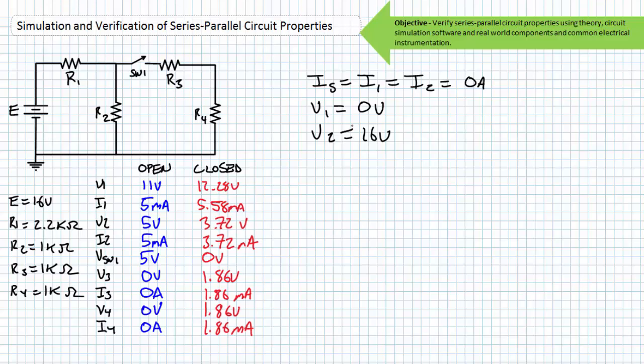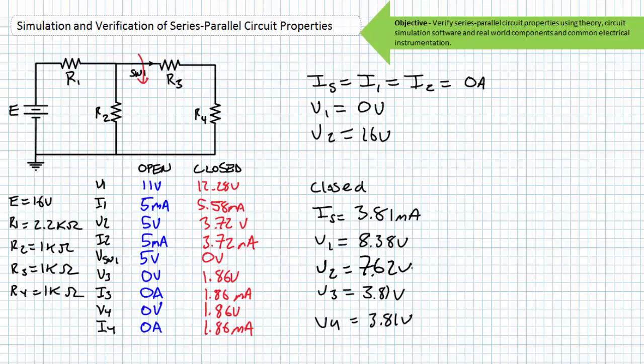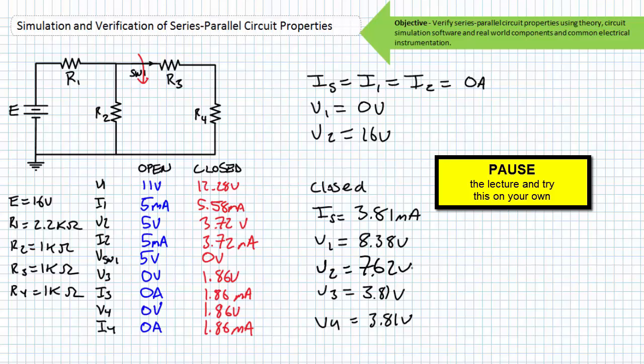However, an additional set of observations can be taken while switch 1 is closed. Let's say in the closed position, an ammeter used to measure source current observes 3.81 milliamperes. DMM in voltmeter mode indicates V1 is experiencing an 8.38 volt drop, V2 is experiencing a 7.62 volt drop, and V3 and V4 are both experiencing a 3.81 volt drop. What's the problem? By all means, pause the lecture and pinpoint the problem.